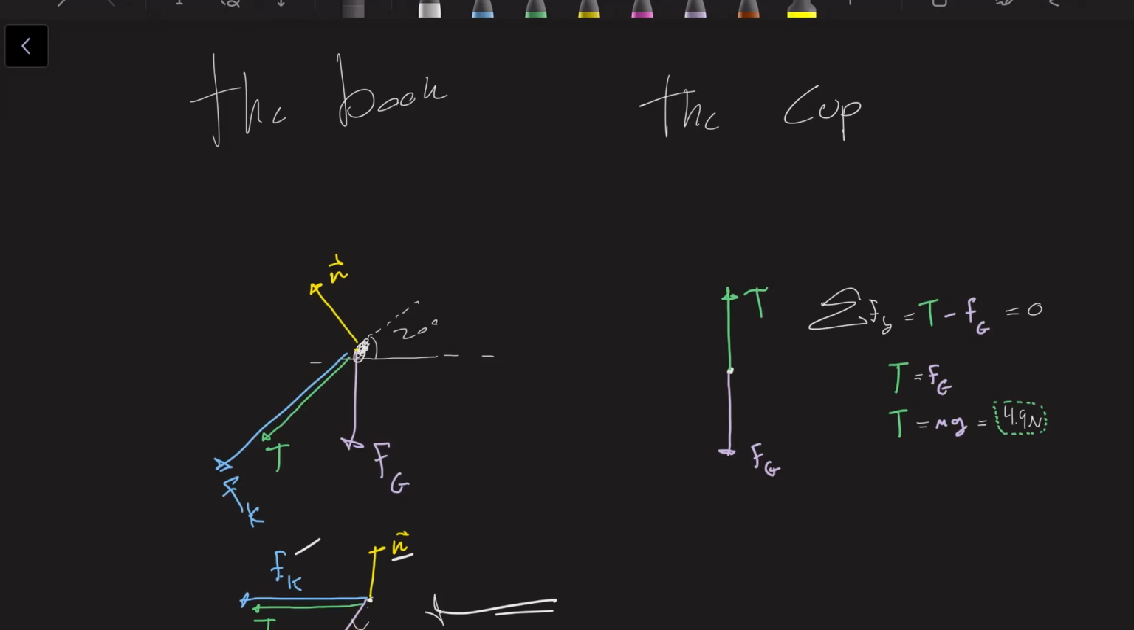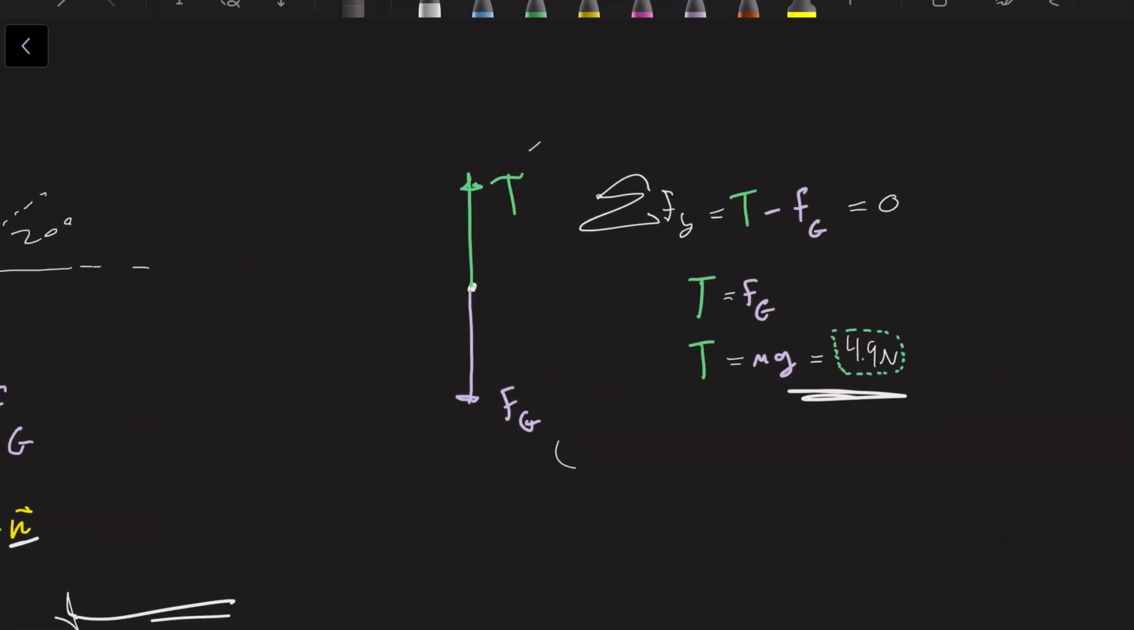The cup is a lot easier system to work with, so we just have that tension and that gravity force, and we can actually solve for what tension is immediately. If we imagine the book at rest, this should be what the tension is. But the most important part to understand here is that this T, whatever it is, and this Fg will be equal to each other. They cancel to zero, because the coffee cup will not be accelerating.